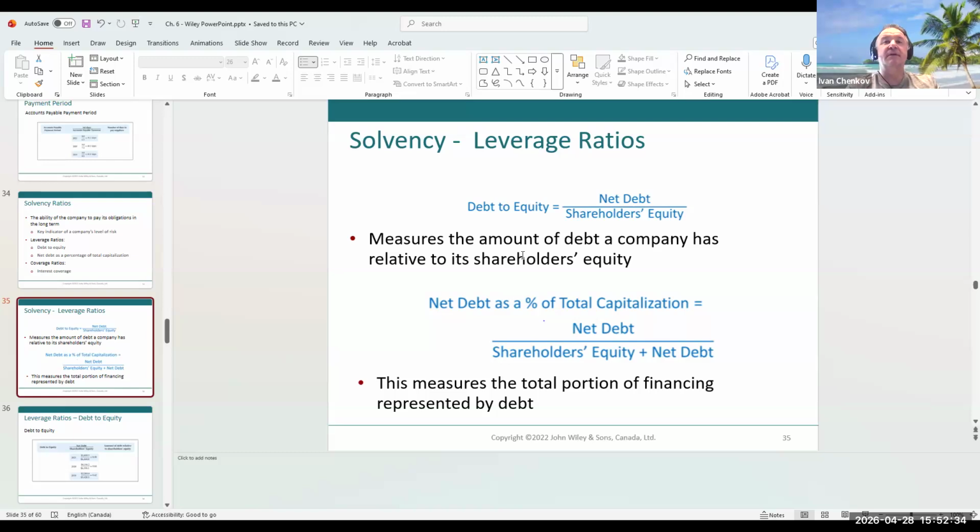The first one measures the amount of debt of the company relative to the shareholders' equity. The net percentage of debt compared to the total capitalization measures the total portion of financial financing which comes from debt. So before we continue, let's go quickly to the Excel spreadsheet and try to interpret those numbers and think about them in terms of accounting and what we already know about accounting.